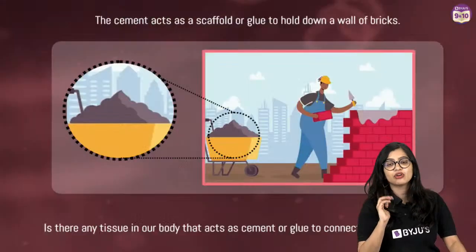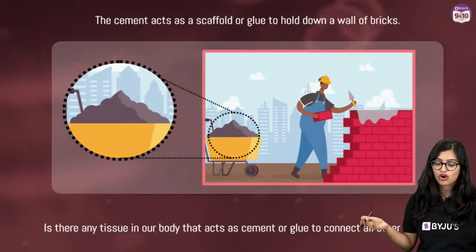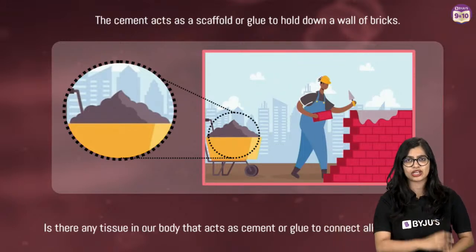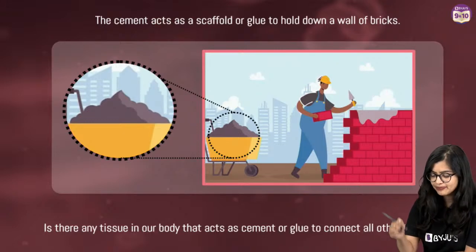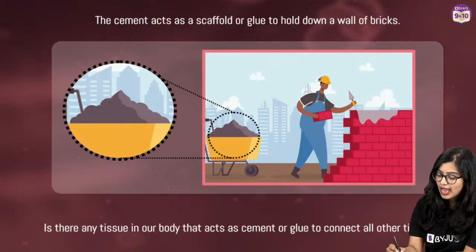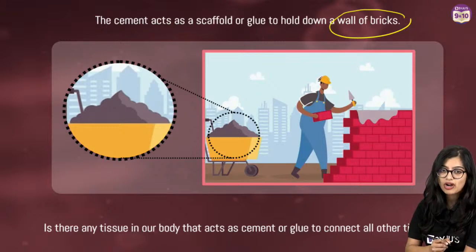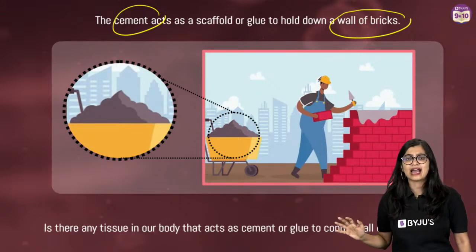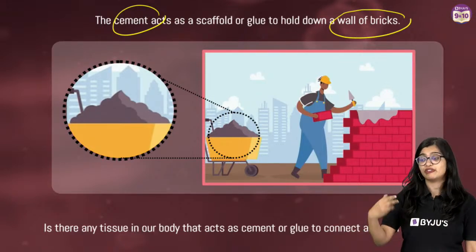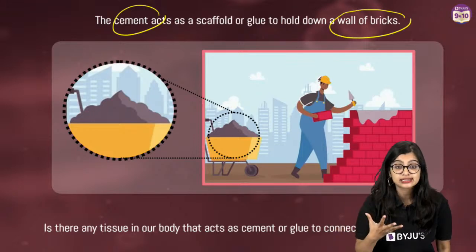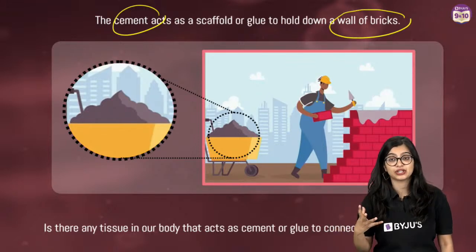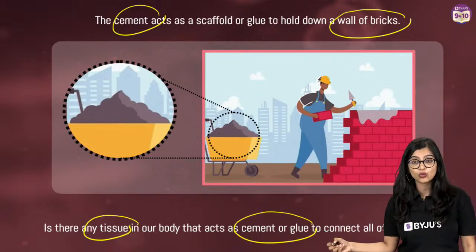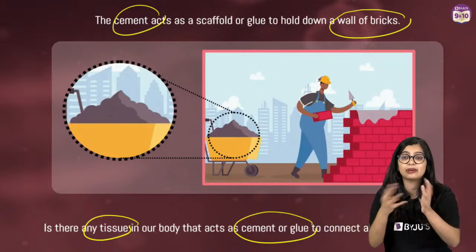So now let me give you a simple analogy. Whenever you want to build a house, right? We have taken the analogy of a house again when we were talking about cells. So here, if I want to build a wall full of bricks, what will I need? I will require cement, yes? Just like that, in our body, we have different tissues, different organs, different organ systems, right? So is there any tissue that acts as a cement or a glue that binds all these different parts together?